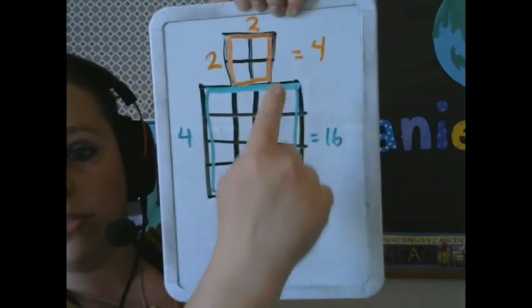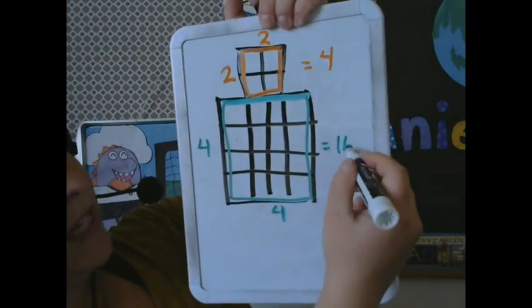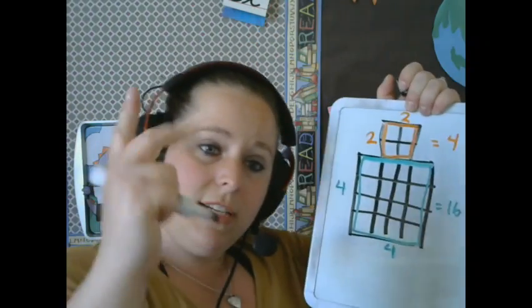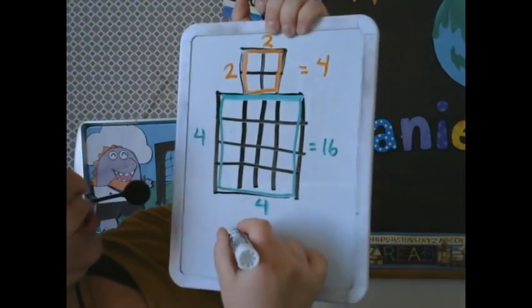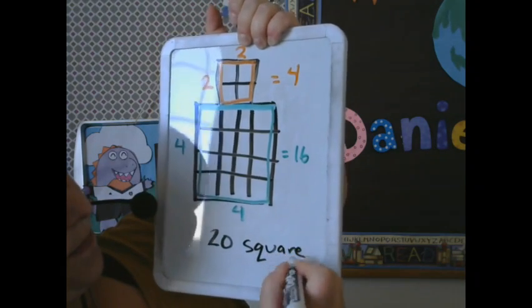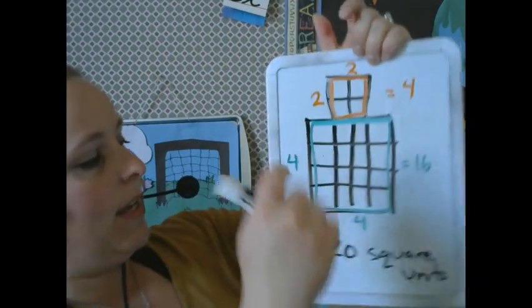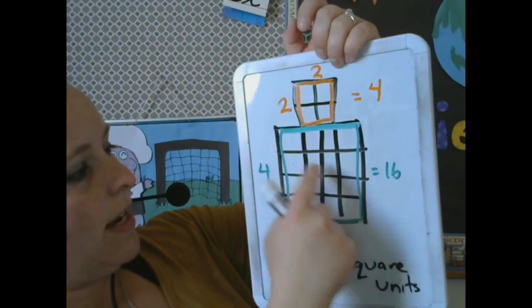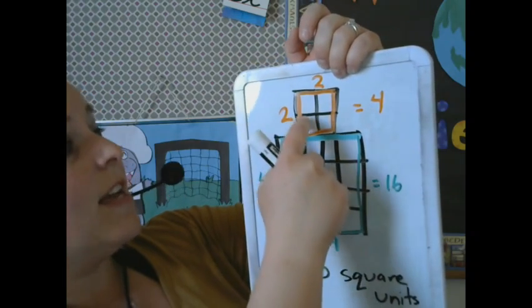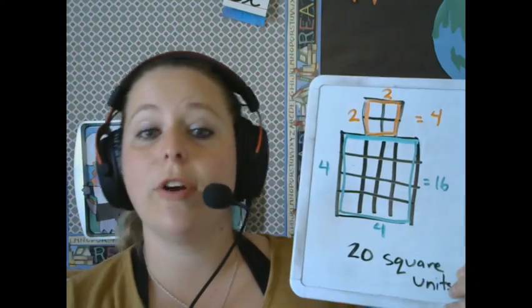And then what do you think I do with these two numbers? Well, since I need to figure out what it is all together, we know in story problems that all together usually means adding. So I'm going to do 16 plus 4, so 16, 17, 18, 19, 20. So my answer is 20 square units. Okay, now remember, I can count. 1, 2, 3, 4, 5, 6, 7, 8, 9, 10, 11, 12, 13, 14, 15, 16, 17, 18, 19, 20. So do I have 20? Yes.